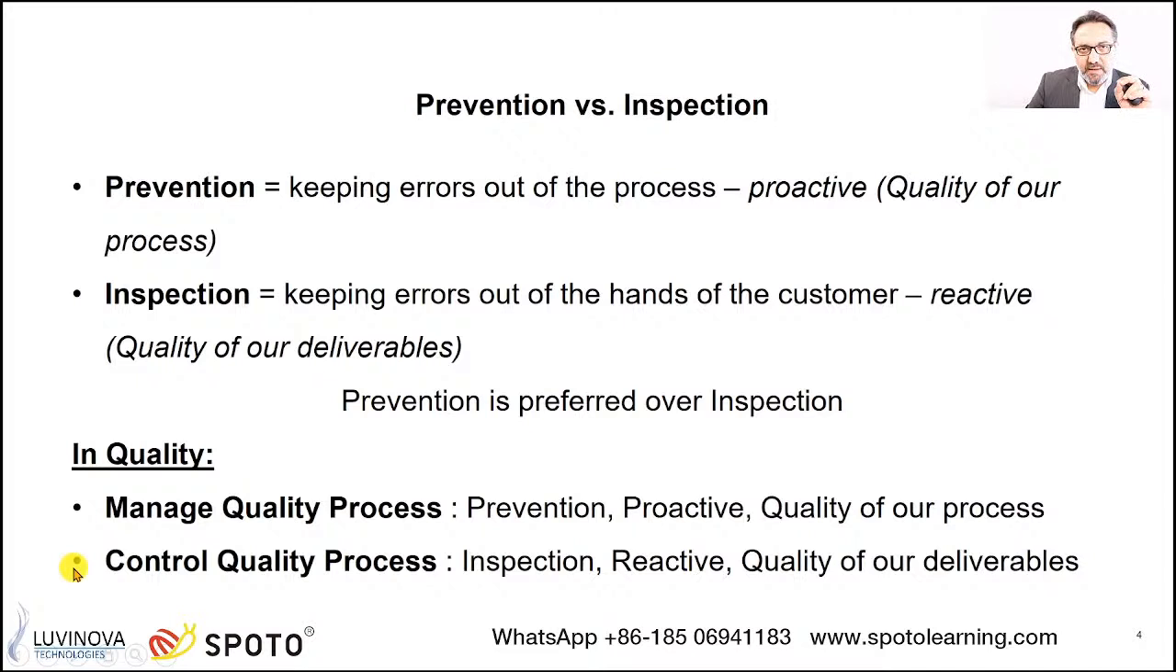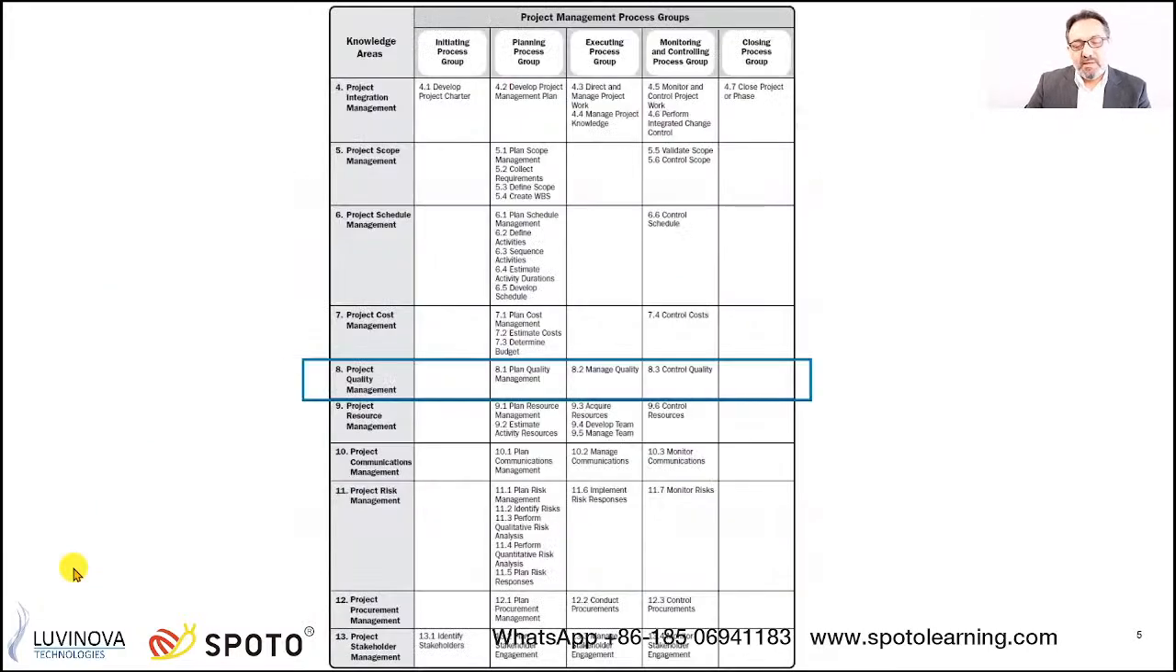Whereas the control quality process is an inspection. This is the main focus. It's a reactive process, and the main focus is the quality of our deliverables. So let's have a look at this page 25. This is the quality knowledge area. And this is where you have only three processes, by the way, belonging to this knowledge area. It's not a big knowledge area, but extremely important. And there is a good number of questions in the exam about quality, because this is a very important topic.